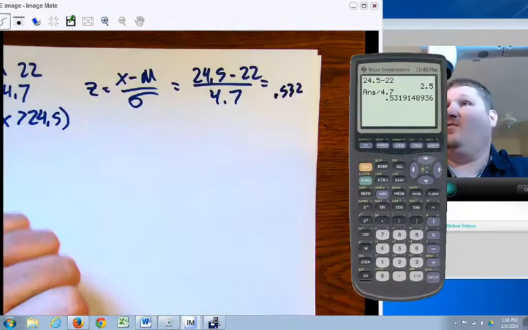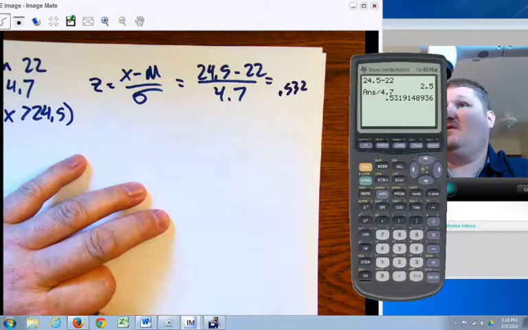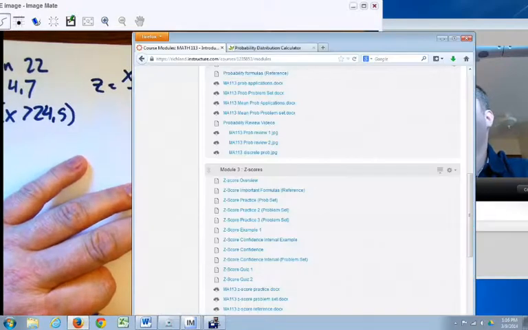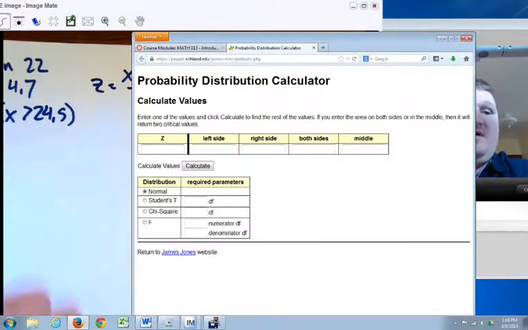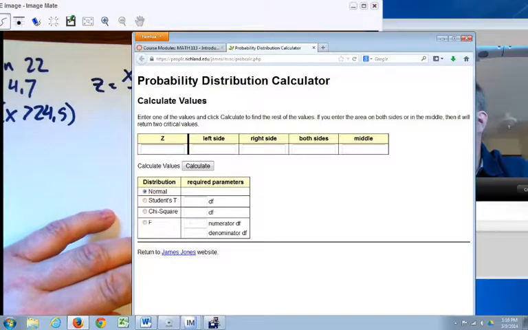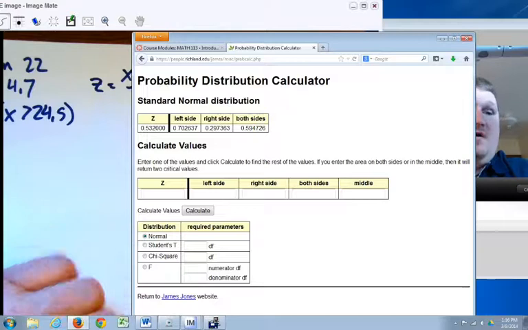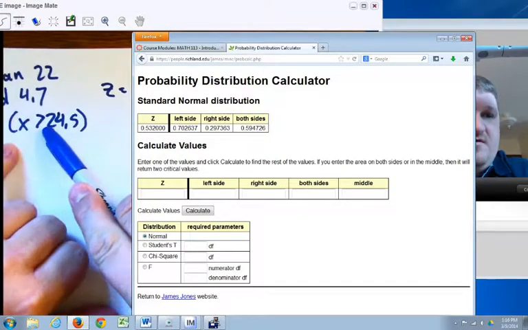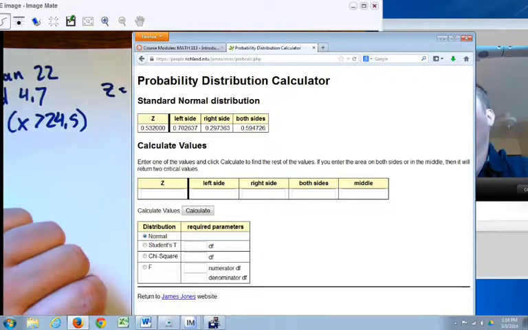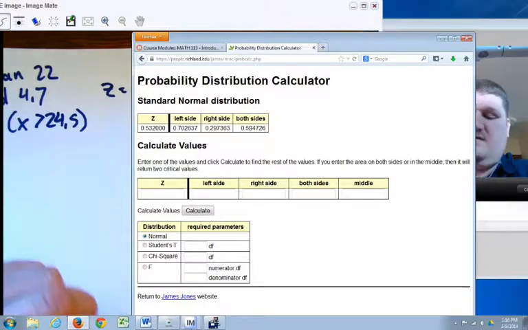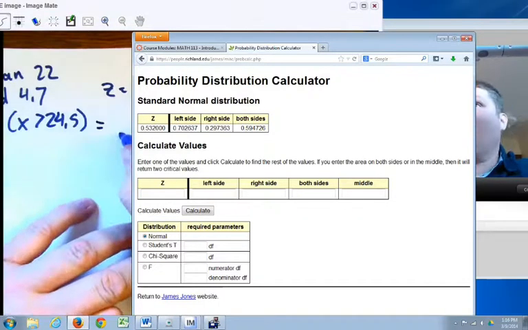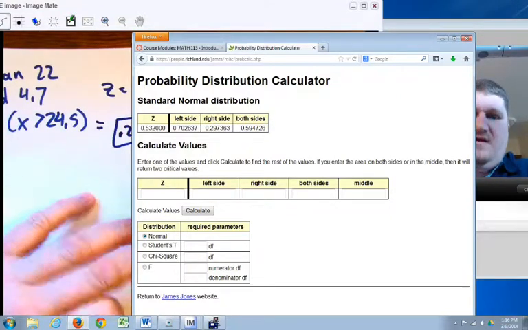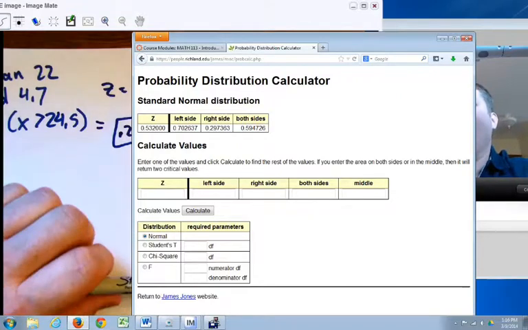Now we're going to go to our probability distribution calculator and see where we go from there. Plug in z, 0.532. Since we're looking for x greater than, it's going to be bigger, so it's going to be area to the right. So our answer here is 0.297363. It's found in the area to the right.